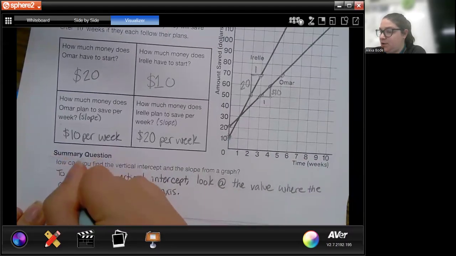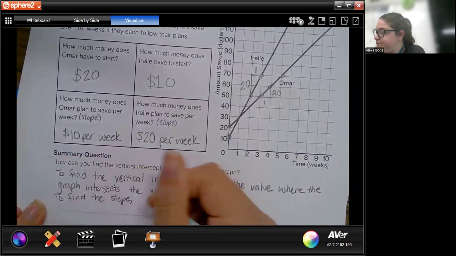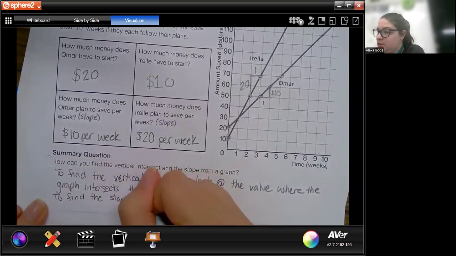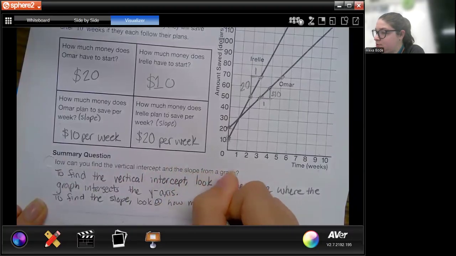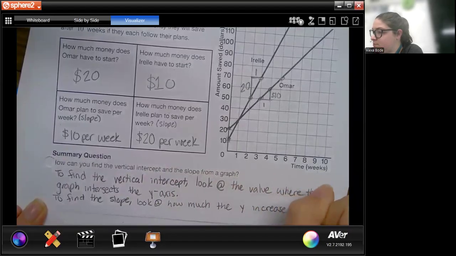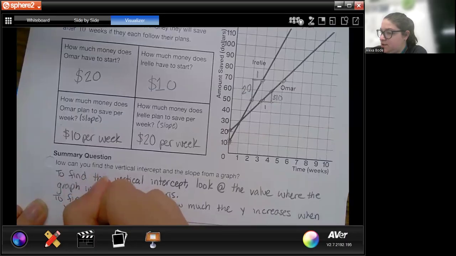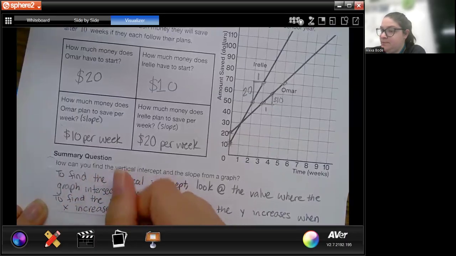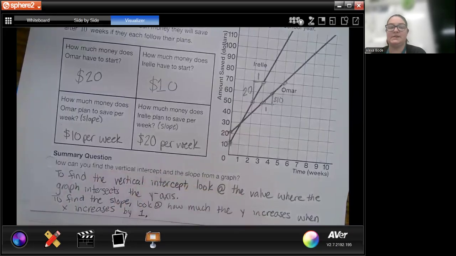To find the slope, this is what we are used to doing. To find the slope, look at how much the y increases when x increases by 1. So your slope is just saying how much the y value increases every time x increases by 1, similar to the table that we did in number 3 of the warm-up.